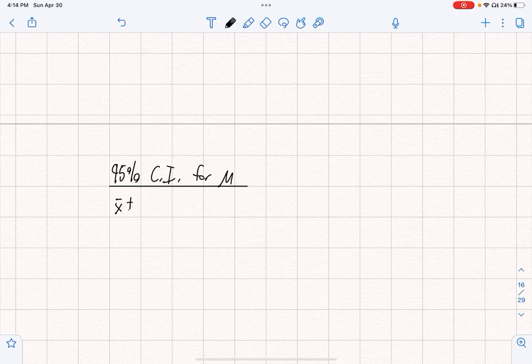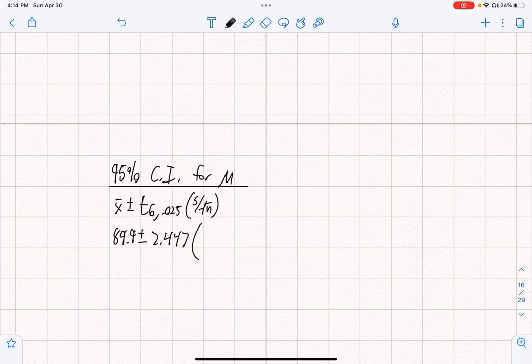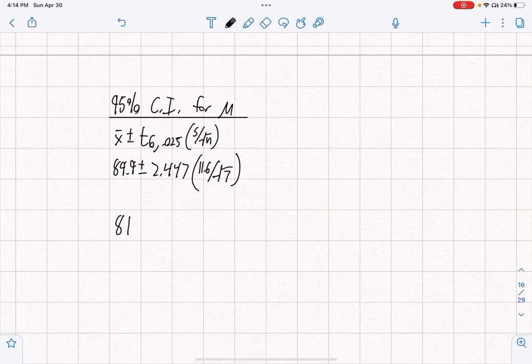So x bar plus or minus T6.025 s over square root n. So that's 89.9 plus or minus 2.447 times 11.6 over the square root of 7. Okay, simplifying this, 89.9 plus or minus 10.7. So we get 79.1 to 100.62.